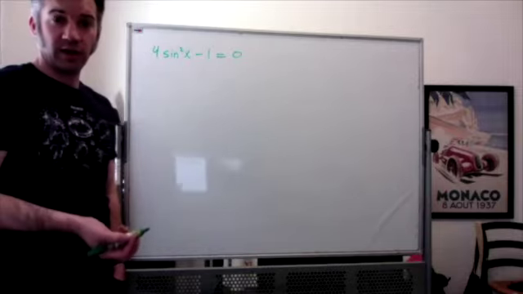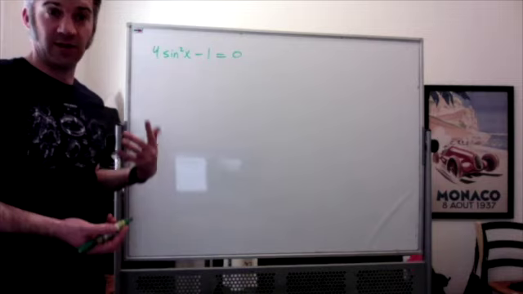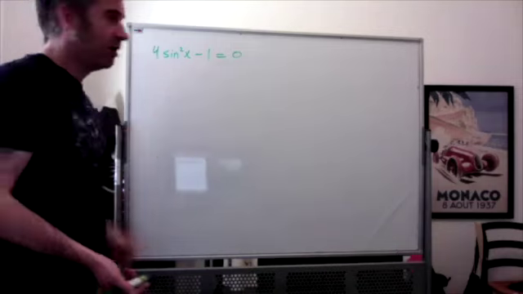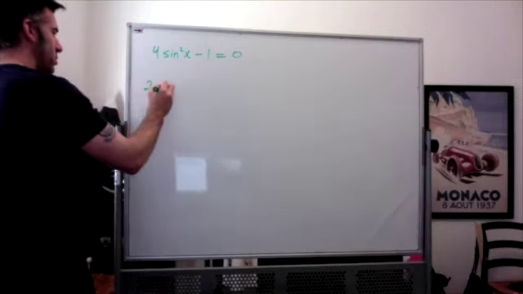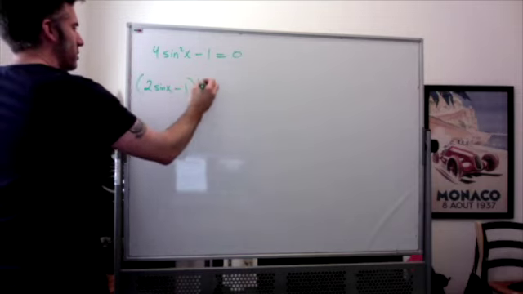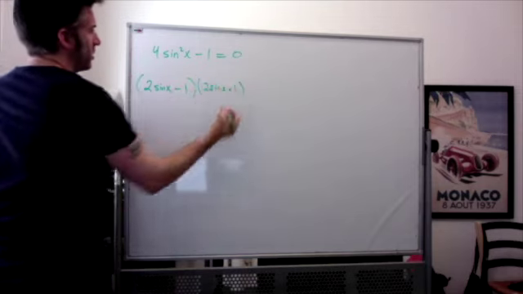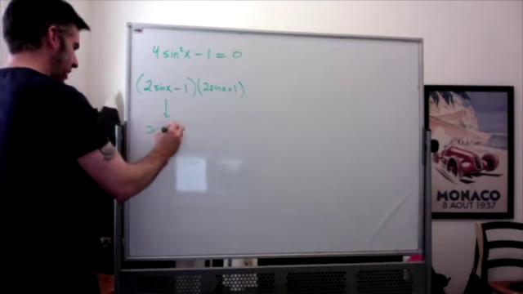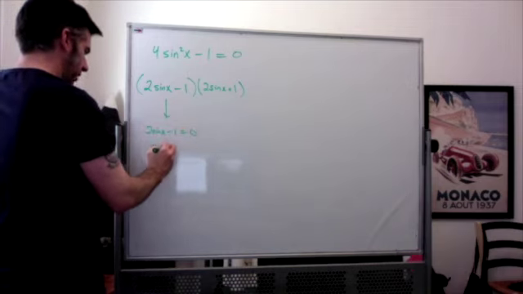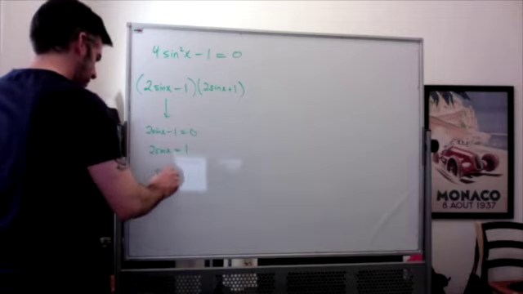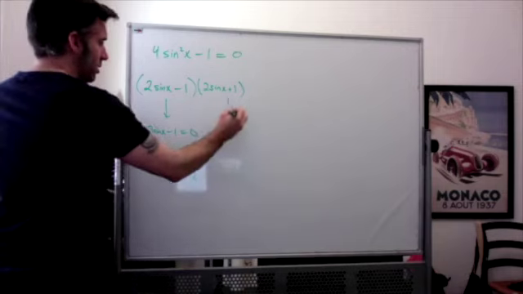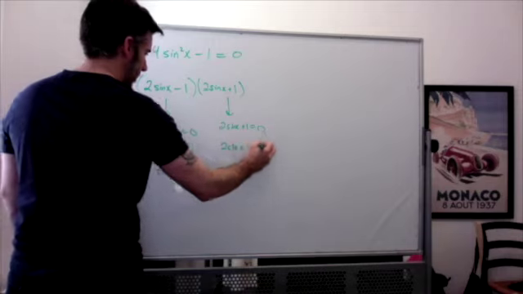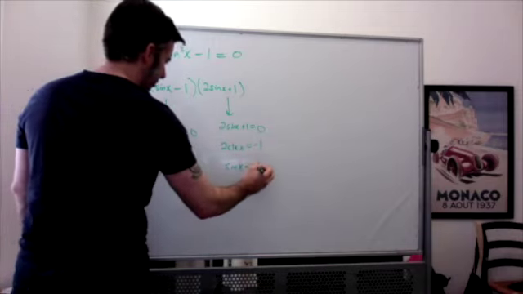There are two valid ways you could go here. When I see this, I see a difference of squares. I see 2 sine quantity squared minus 1 quantity squared. So you could factor this as 2 sine x minus 1 times 2 sine x plus 1. And then you can say, okay, here I want 2 sine x minus 1 to equal 0. So 2 sine of x equals 1, so sine of x equals 1 half. And here, you're going to get 2 sine of x plus 1 equals 0, 2 sine of x equals negative 1, sine of x equals negative 1 half.